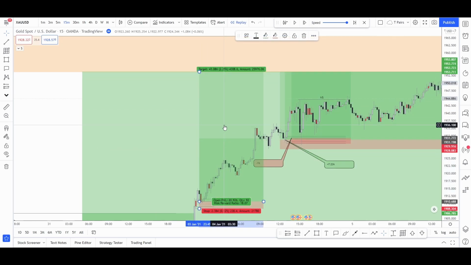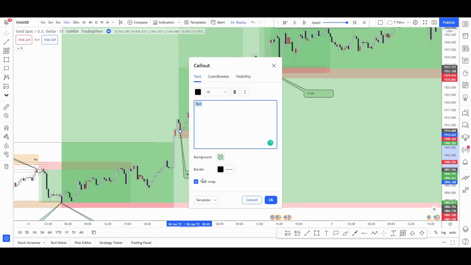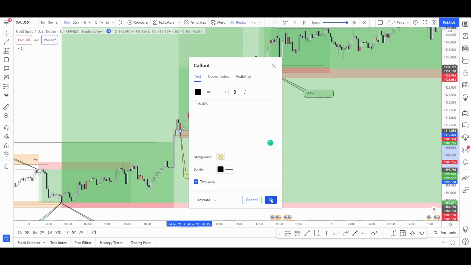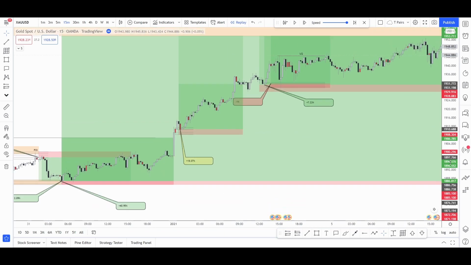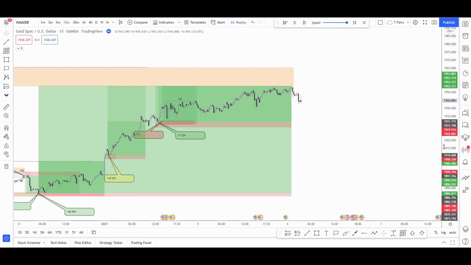Yeah, 18, so we missed 18.07. I'm just going to put that on there as a missed trade, plus 18.07%, and put it in yellow so it stands out a bit. Well, a little bit. Right, so we missed that trade, which is unfortunate, but these things happen, and you can't cry about everything in the market.